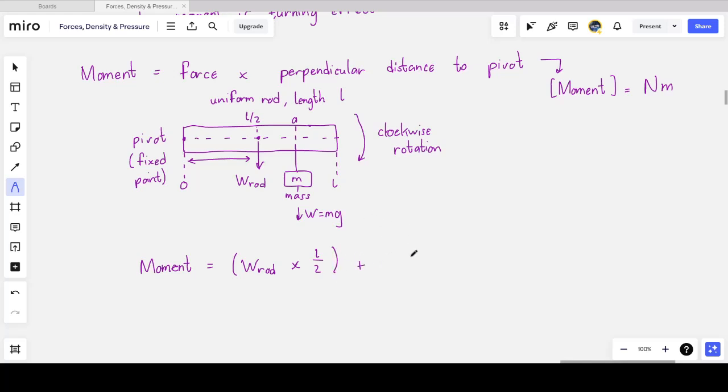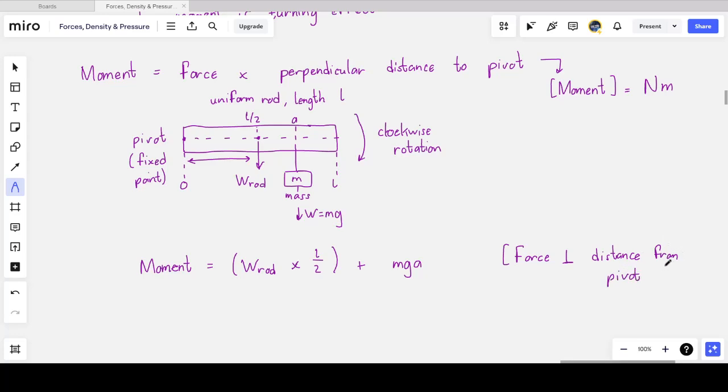But there's another moment that also contributes to the clockwise motion, and that's the weight of the mass that is attached to the rod. And it acts at a distance a. So its moment will be the force that it applies, mg, times a. And so that's the total moment. It is where the force is perpendicular to the distance, or the displacement rather, I should say, from the pivot.